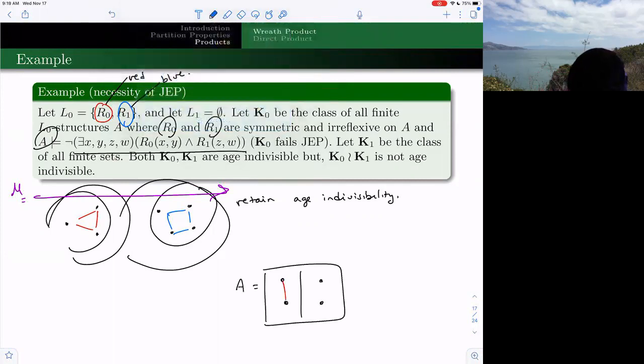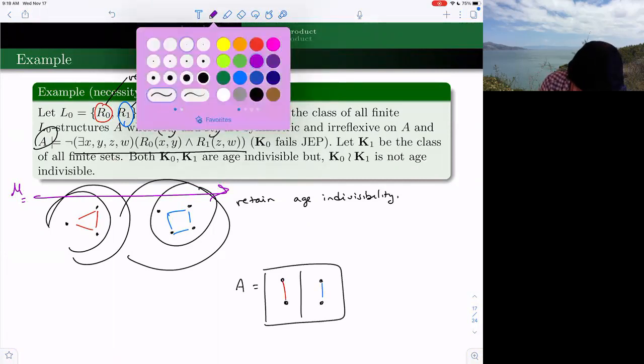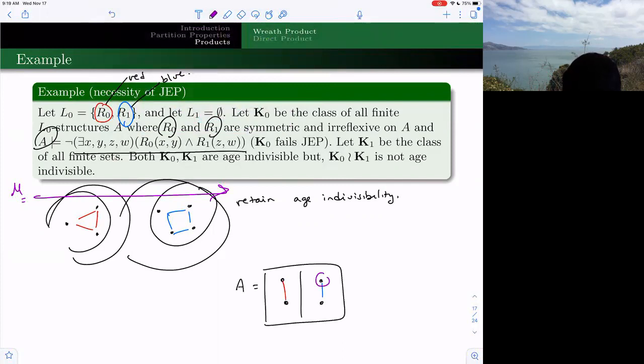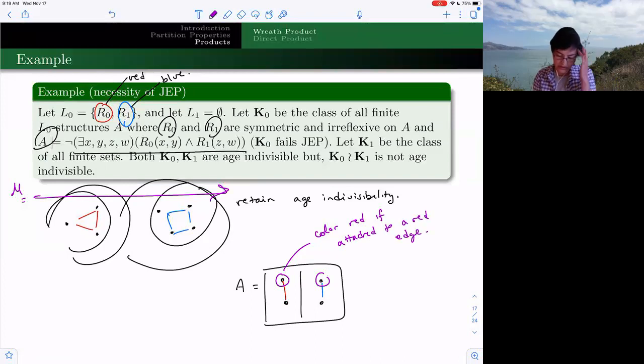Okay. So I'd actually like to color a point. Let's see, color red if attached to a red edge. Right, so if you're going to find a copy of A, all of whose points are one color, then you have a red edge here. So these guys are going to have to be red. But then I guess these guys are going to be too. But no, you can't have a red edge there, or you can't have any kind of red edge coming out of it. So there's no monochromatic copy of A. So that's kind of neat, just on the level of ages.